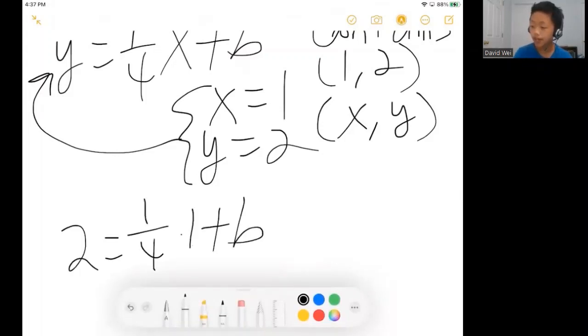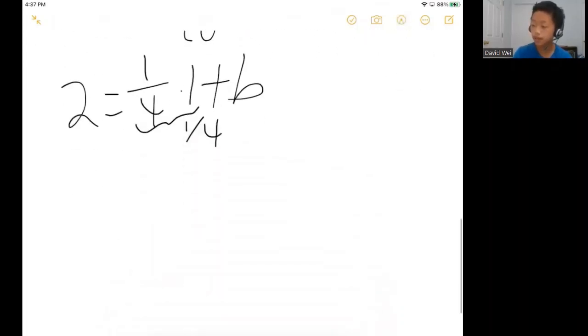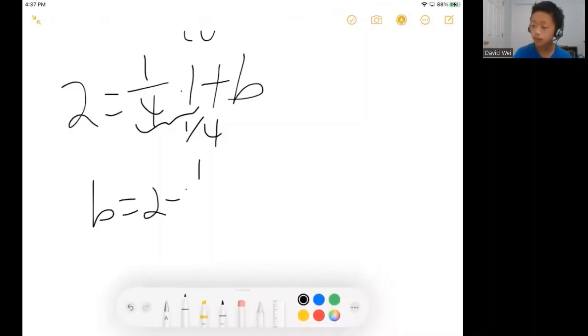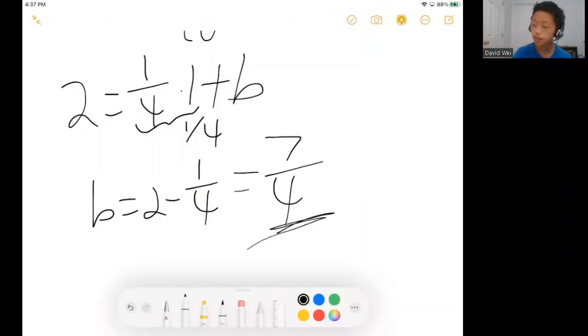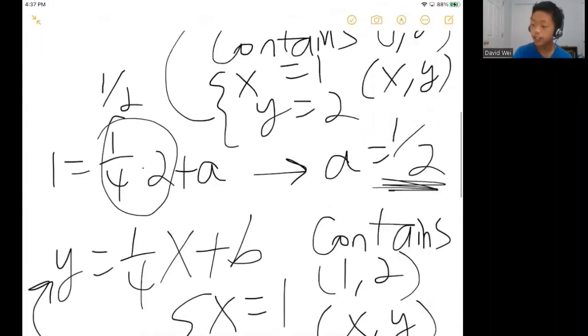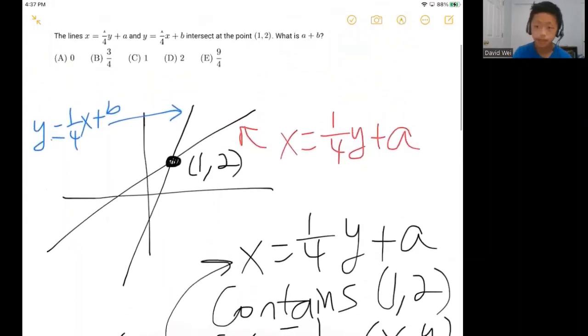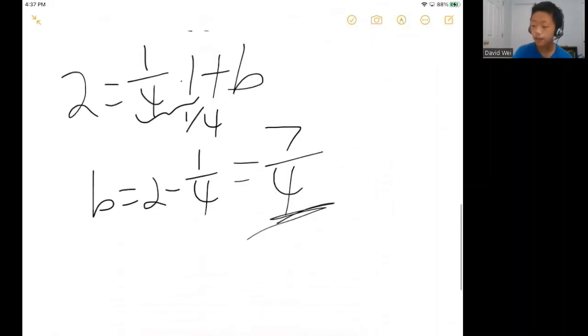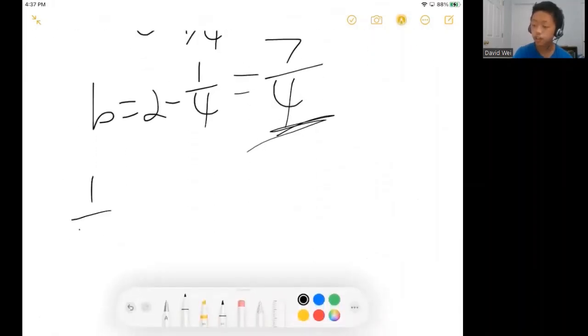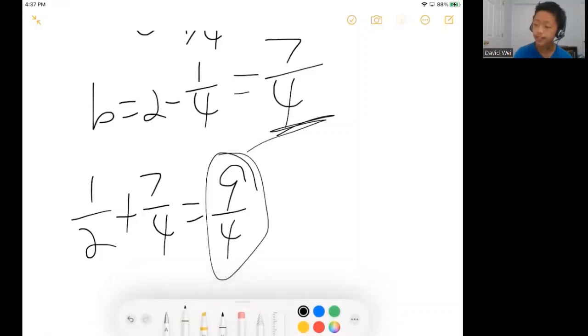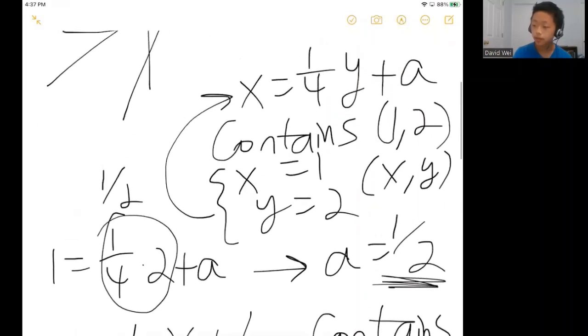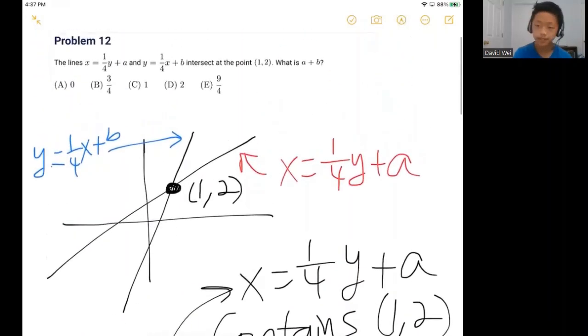Then we can easily solve that. 1/4 times 1 is 1/4, so b is just going to be 2 minus 1/4, which equals 7/4. That's the value of b. The original question asked us to find the value of a plus b. We know a is 1/2 and b is 7/4, so 1/2 plus 7/4 gives you 9/4 as the answer. That gives you choice E, which is the right answer.